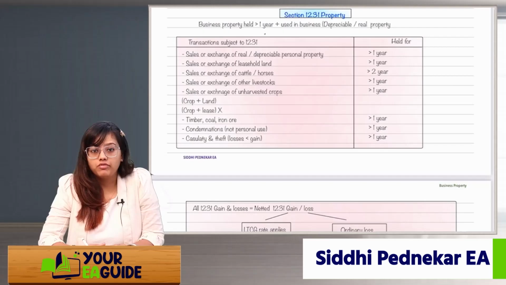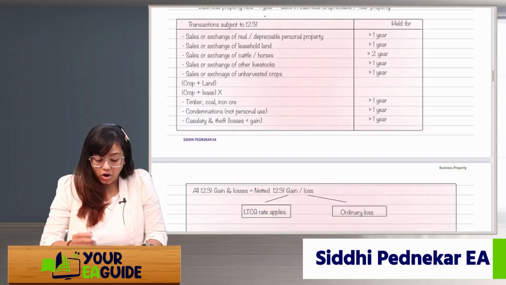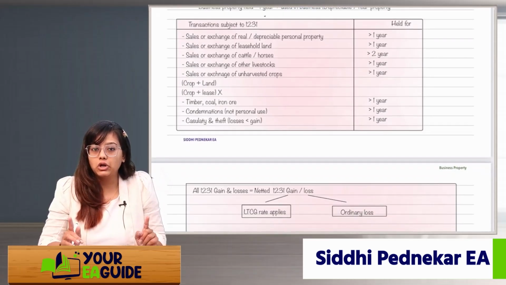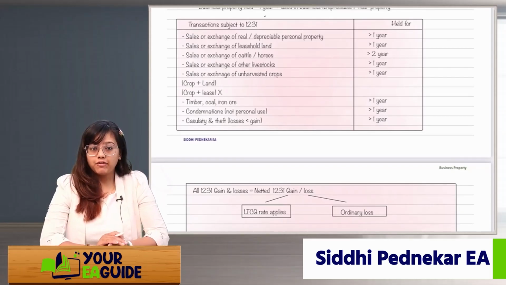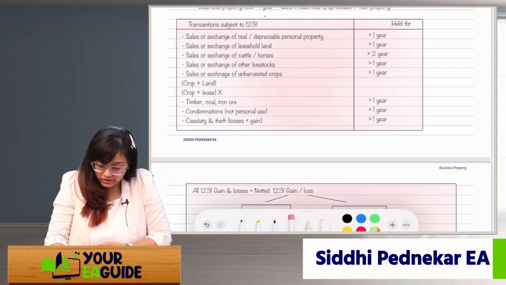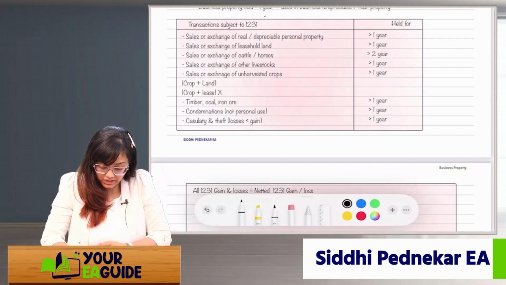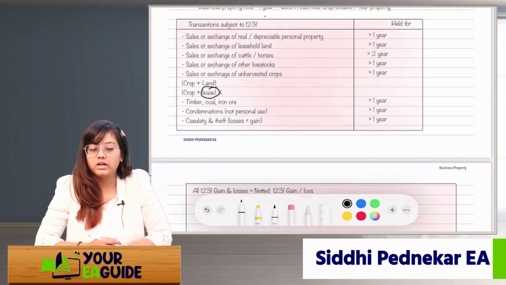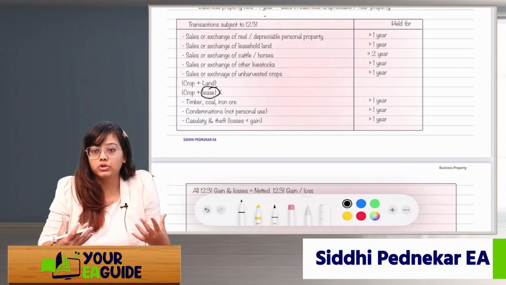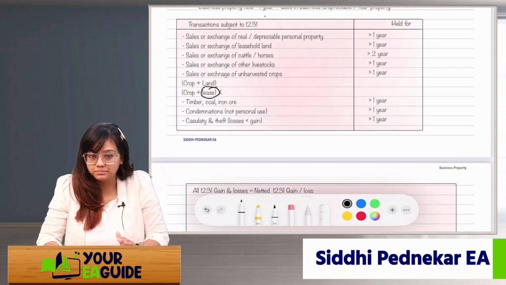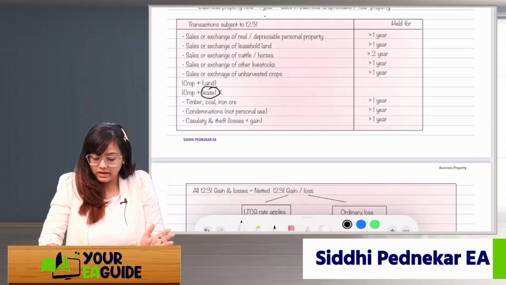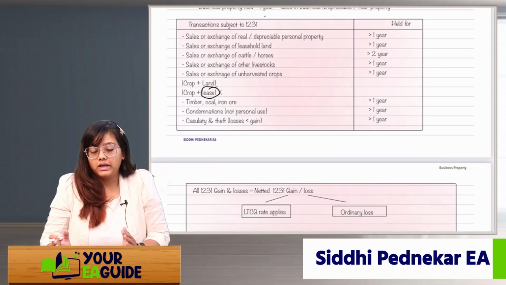Sales or exchange of unharvested crops, right? Crop plus land, both will be included in 1231 property if it is held for more than 1 year. If your land is on lease, it will not be considered in 1231 property. Only your crop and your own land, both will be considered as 1231 property if it is held for more than 1 year. Next is timber, coal, and iron ore. It's all included in 1231 if it's more than 1 year.